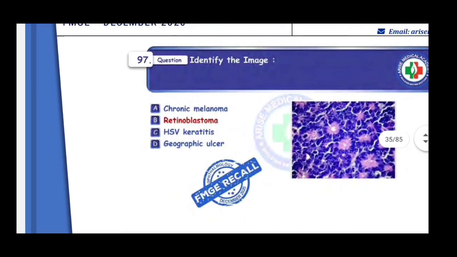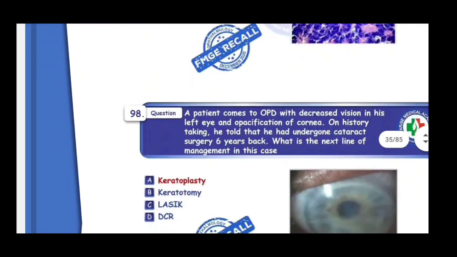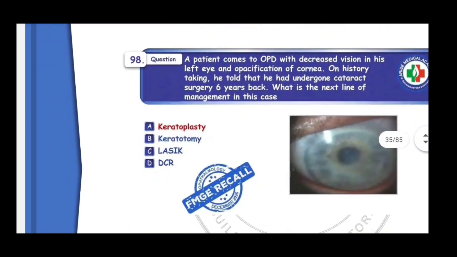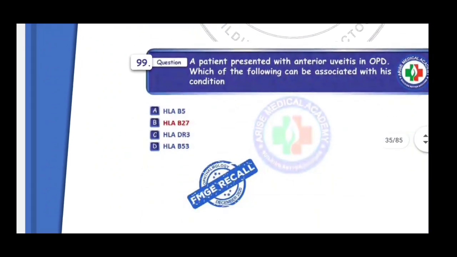Identify the image. This image is retinoblastoma. A patient comes to OPD with decreased vision in his left eye and opacification of cornea. On history taking, he told that he had undergone cataract surgery 6 years back. What is the next line of management? Keratoplasty. A patient presented with anterior uveitis in OPD. Which of the following can be associated with this condition? HLA-B27.